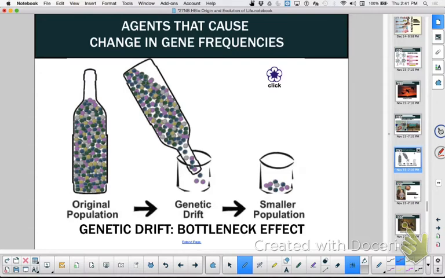And then the pointer finger was what? Yeah, gene flow. Sometimes you're going to lose some members of your population. Sometimes you're going to gain new blood. That's going to change your allele frequency. But the most important one is what? Adaptation. Because adaptation lends itself to natural selection.